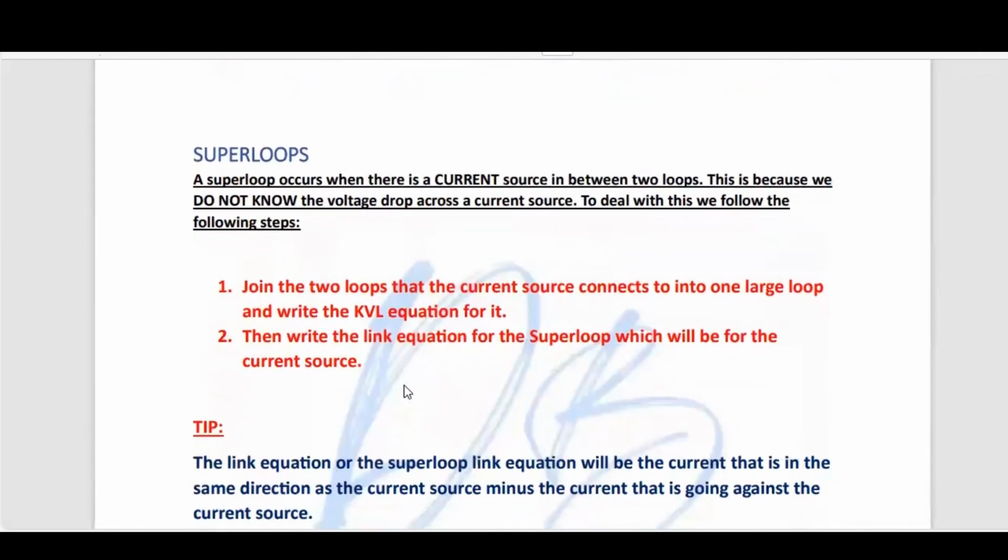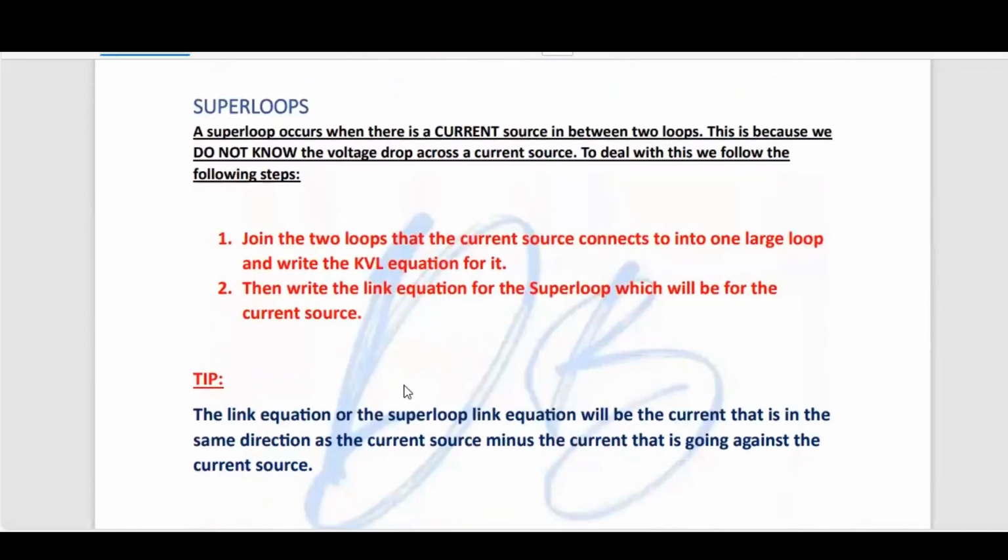All right, so super loops. Maybe let's go through this quickly. As you'll see in the question afterwards, a super loop occurs when you have a current source in between two loops. This happens because you do not know the voltage drop across the current source. Remember, for KVL the sum of the voltage drops across the components in the loop must sum to 0, but you do not know the voltage drop across a current source. You know the current coming out of it, but you don't know the voltage drop across it. So when you have a current source shared between two loops, you have a super loop, and you need to treat it separately.